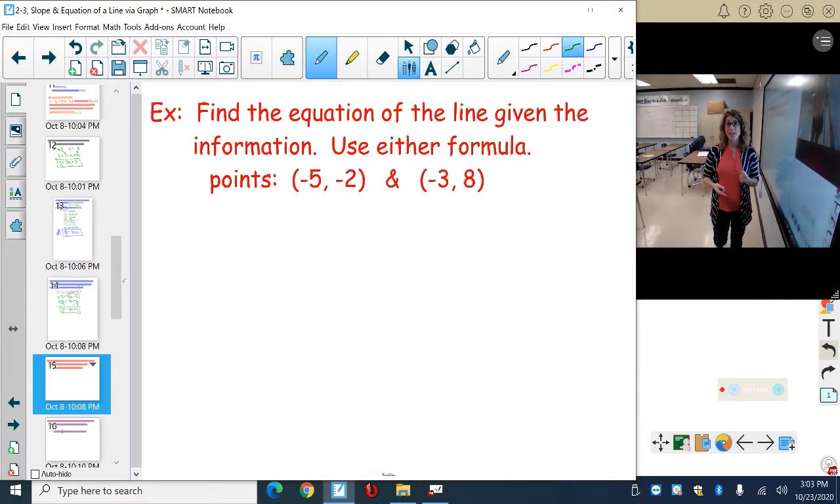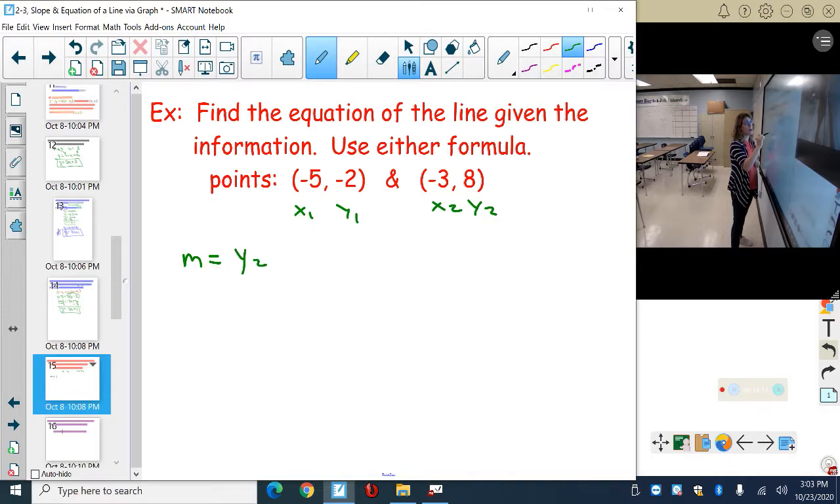Well, the very first thing we need is the slope. So we are going to find the slope of this line. So x1, y1, x2, y2. So my slope is going to be y2 minus y1 over x2 minus x1.